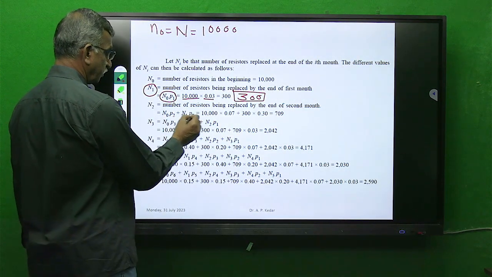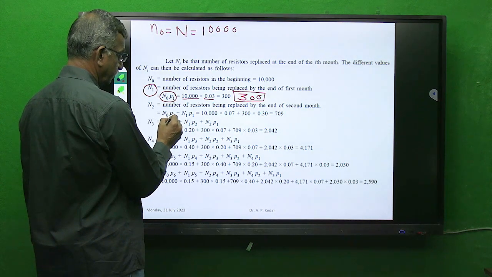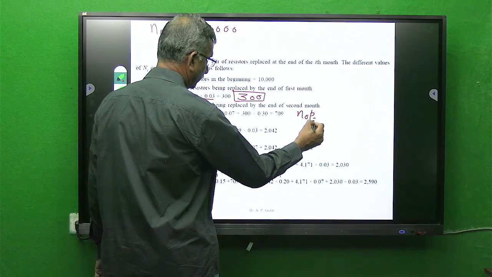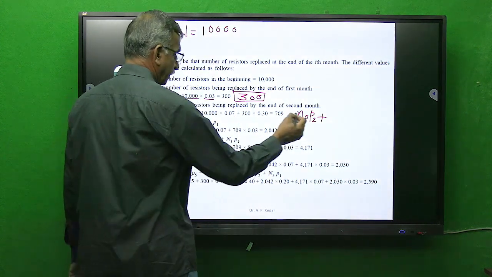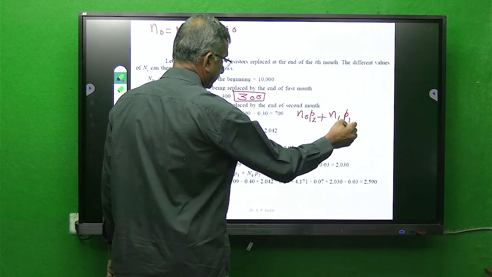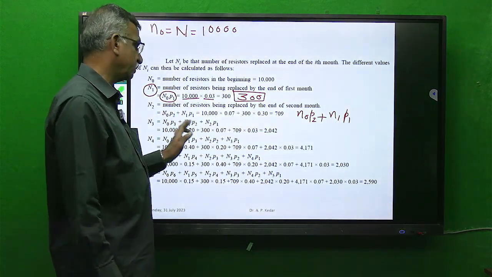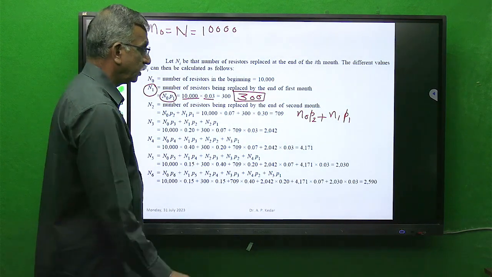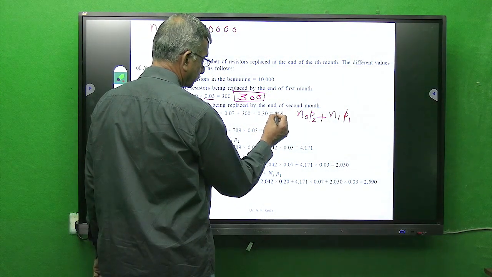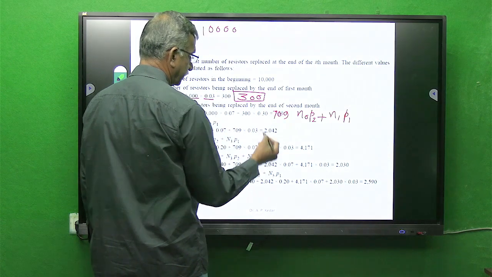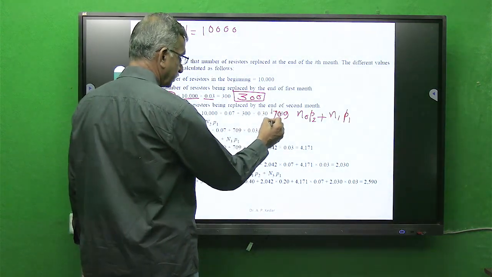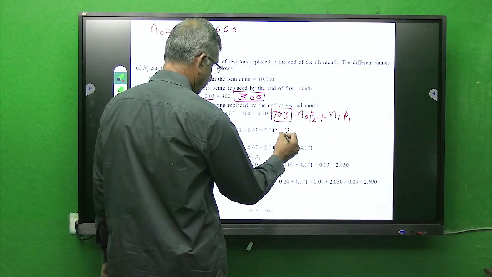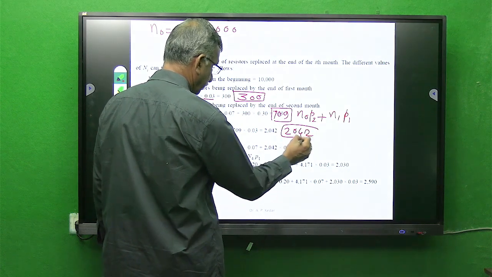For N2, same logic, N0 into P2 plus N1 into P1. One can use capital notation or small notation, it hardly matters. You have to be very careful while putting the values. If you put this, your value comes out to be 709. So the value of N2 is ready now. Similarly N3 is coming as 2042 by the same logic.